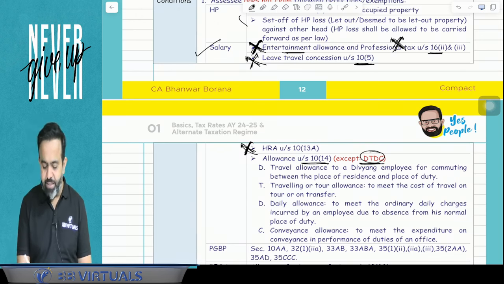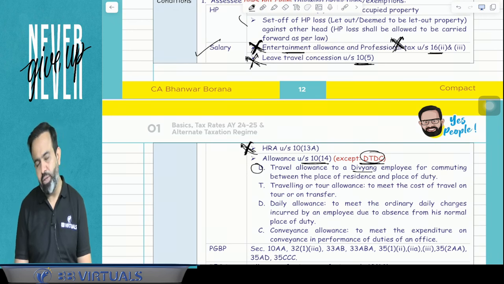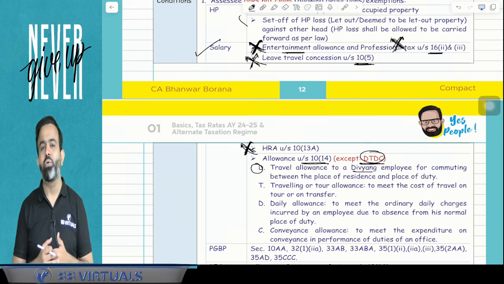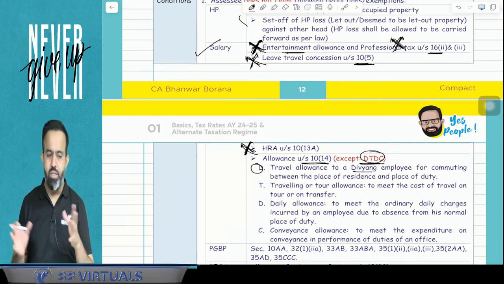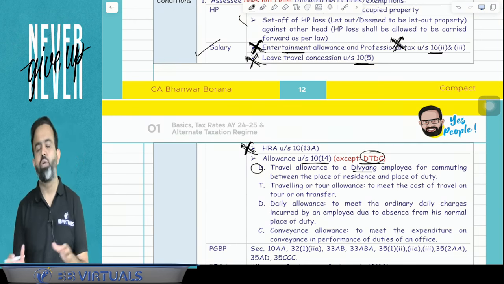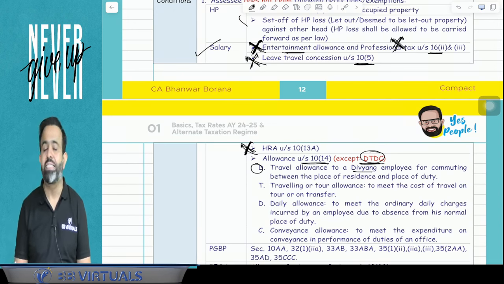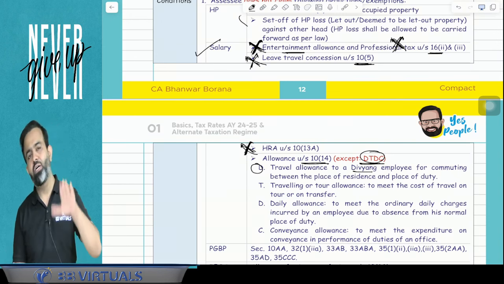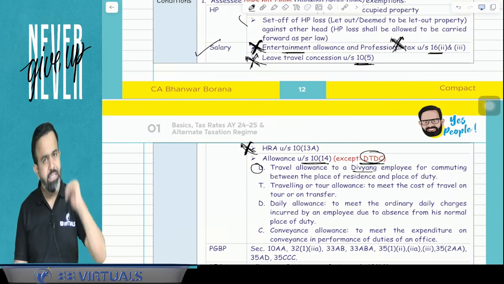Now what is the DTDC? First D means for the Divyang employee. Divyang means handicapped employee. If you remember, for the handicapped employee there is a commutation allowance, or you can say transport allowance, and in commutation allowance or transport allowance, there is an exemption of 3,200. So that 3,200 per month exemption is still there.